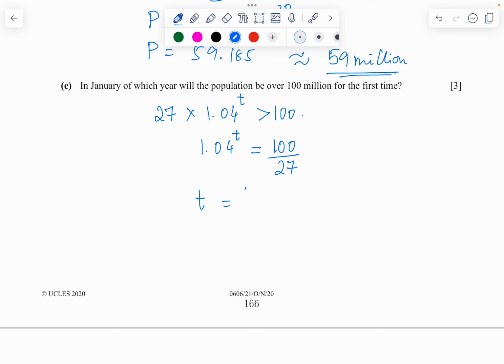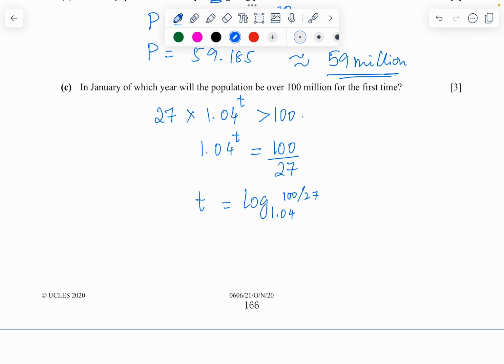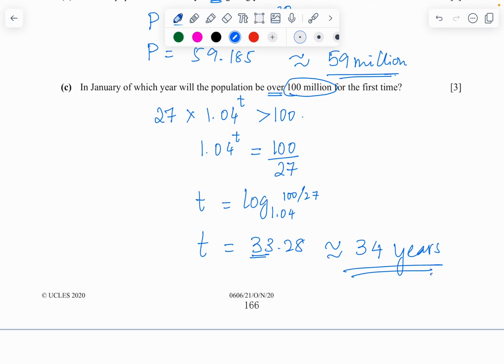So t equals log to the base 1.04 of 1000 over 27. Or you can actually also use log on both sides, which is completely okay. Then you will get the answer t equals 33.28. Estimation is always tricky. If you take 33, we are basically not reaching 1000 million. He said over 1000 million, so we must estimate to 34 years. So the final answer is 34 years.